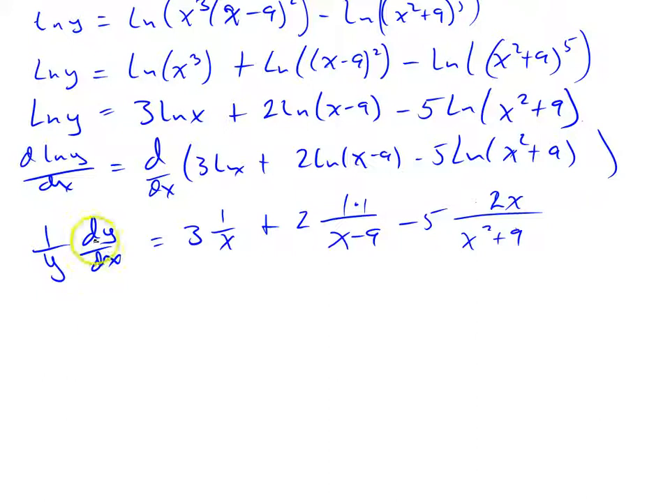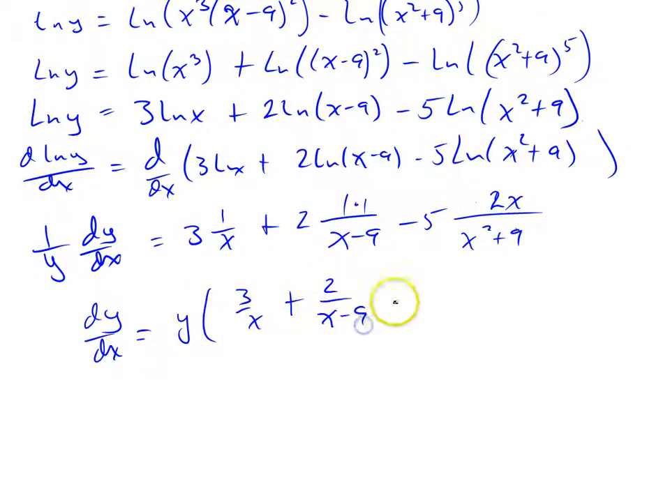Now solve for dy/dx. That is, multiply both sides by y. I've got 3 over x plus 2 over x minus 9 minus 10x over x squared plus 9. And if this were an implicit problem, I'd be done perhaps right now. But this didn't start implicitly, this started explicitly.